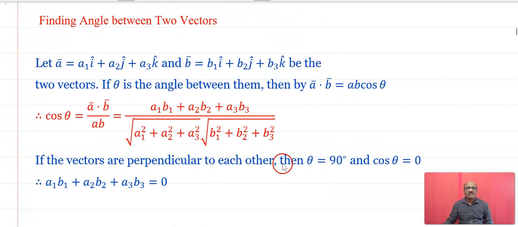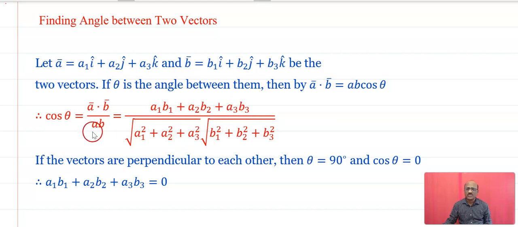Finding the angle between the two vectors. Let a bar equal a1 i cap plus a2 j cap plus a3 k cap, and b bar equal b1 i cap plus b2 j cap plus b3 k cap be the two vectors. If theta is the angle between them, then a bar dot b bar is equal to ab cos theta, and that's why cos theta is equal to a bar dot b bar upon ab. But what is a bar dot b bar? It is nothing but a1 b1 plus a2 b2 plus a3 b3.